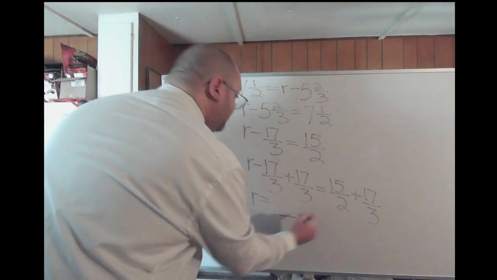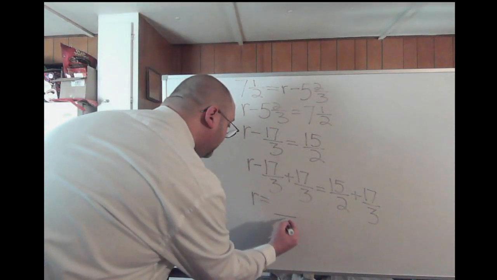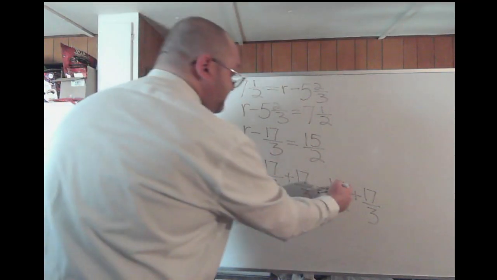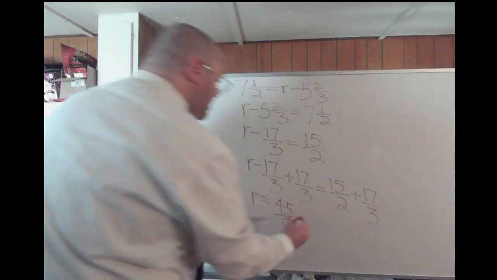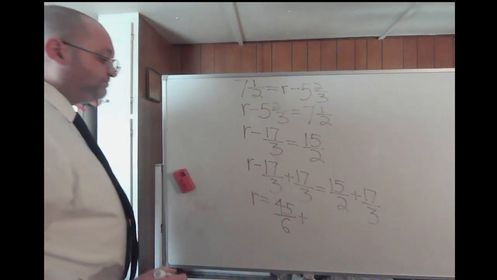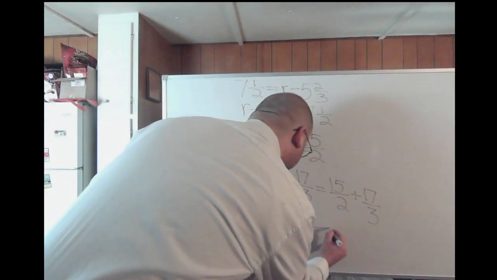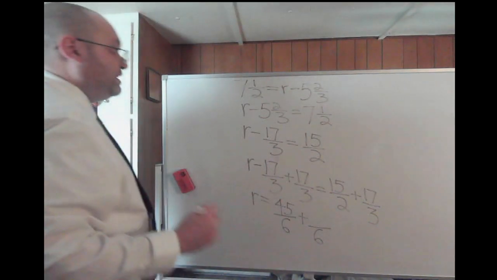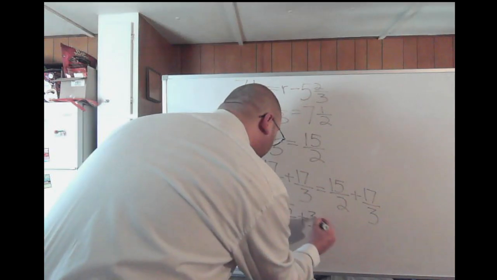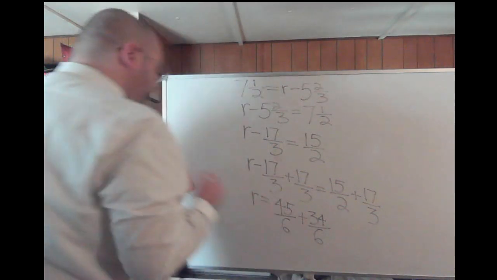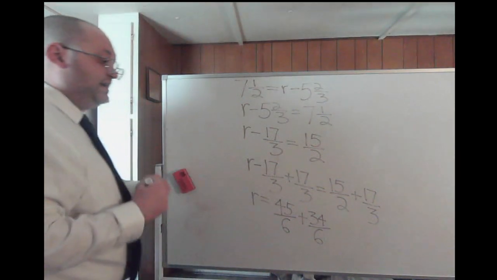So we need to convert that 15 halves to have a denominator of 6. Well, in order to convert 2 into 6, you multiply by 3, which means you got to multiply that 15 by 3. You'll get 45. Now we got to deal with the 17 thirds. We want to convert that 3 into a 6, which means you got to multiply by 2. So you got to multiply 17 by 2, you would get 34. Now these have the same denominator of 6. You got 45/6 plus 34/6. You can go ahead and add these up.